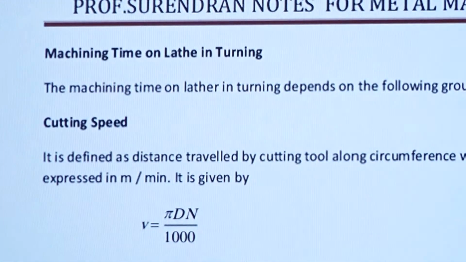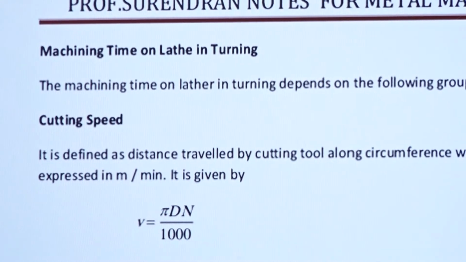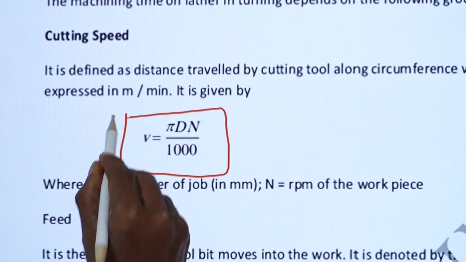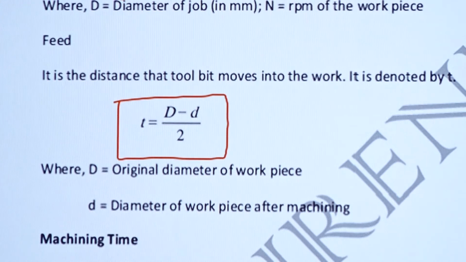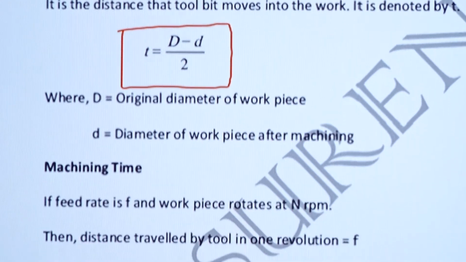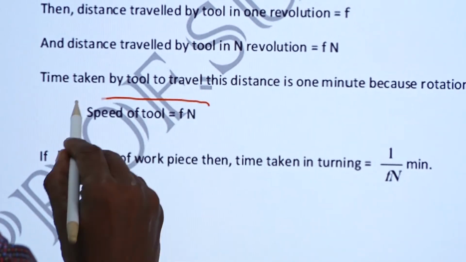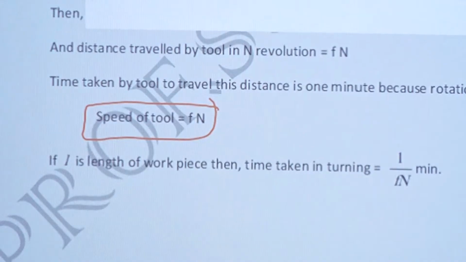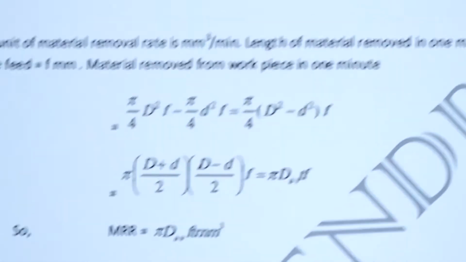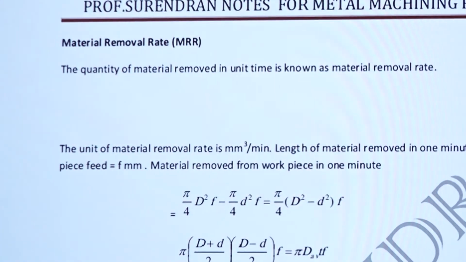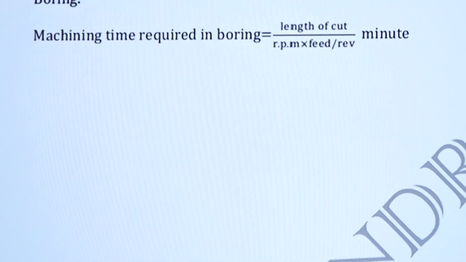So this is the cutting speed. What do we mean by machining time? Machining time depends on the following parameters. The first parameter is cutting speed, V equal to pi DN by 1000. And the depth of cut is (D minus d) by 2. The machining time depends on L divided by the speed of the tool, which can be found out by F into N. So the material removal rate can be calculated by this formula, pi by 4.